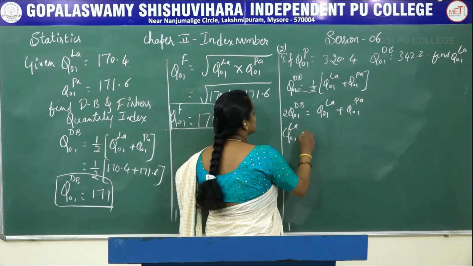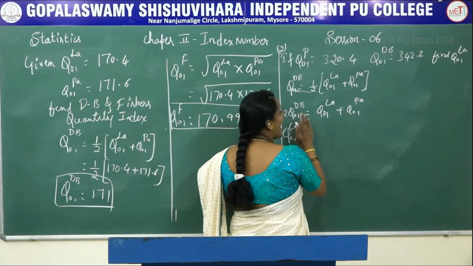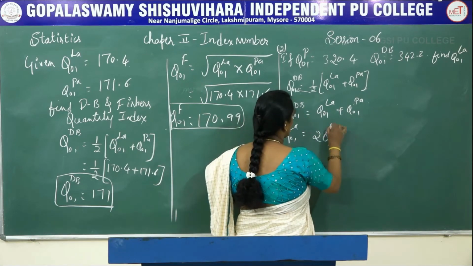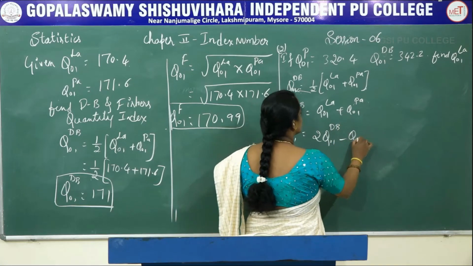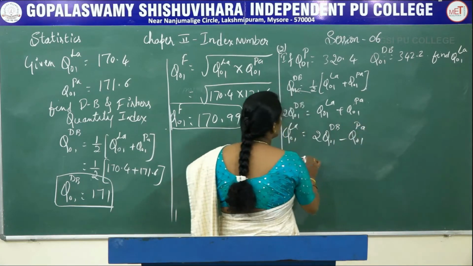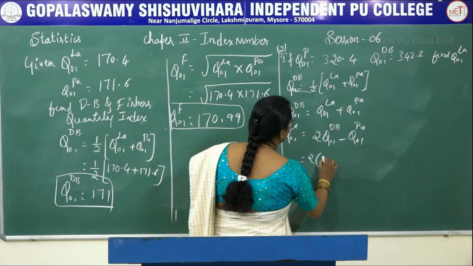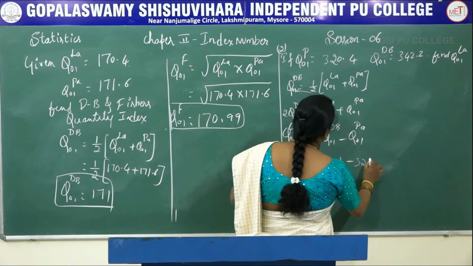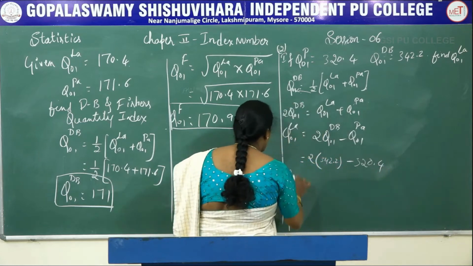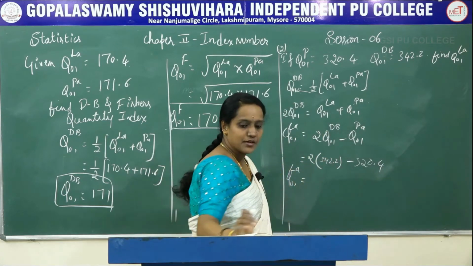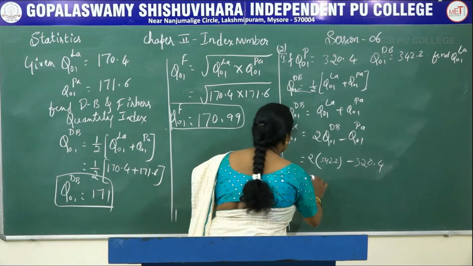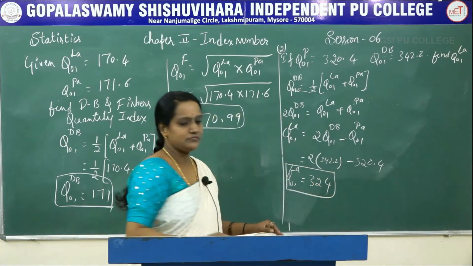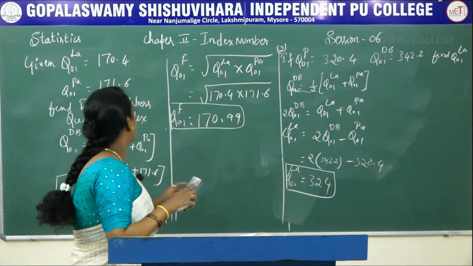So Q01 of LA is equal to, I will shift this to right hand side, 2 times Q01 of DB minus Q01 of Paasche. This is 2 into 342.2 minus 320.4. So Q01 of Laspeyres is 324. Next one.